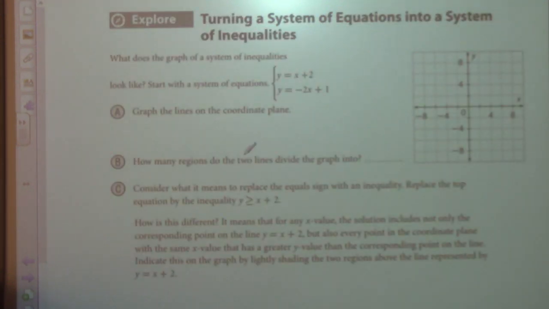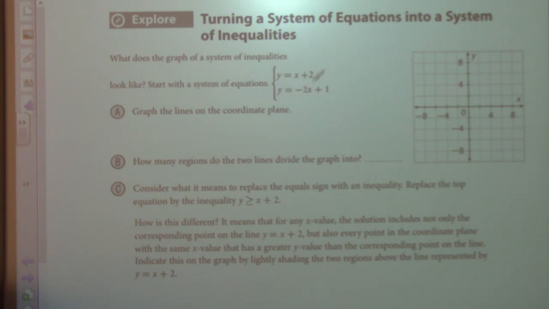The state of Texas, in the vocabulary, asks us to solve systems of two or more linear inequalities in two variables. And so we're going to go over a few things about what linear inequalities are and start on our unit here today. It says explore turning a system of equations into a system of inequalities. And so what does a graph of a system of inequalities look like? And so that answers the question about the question.